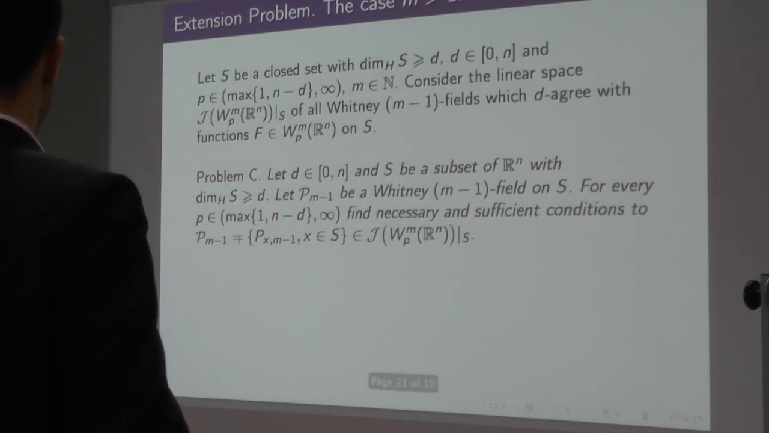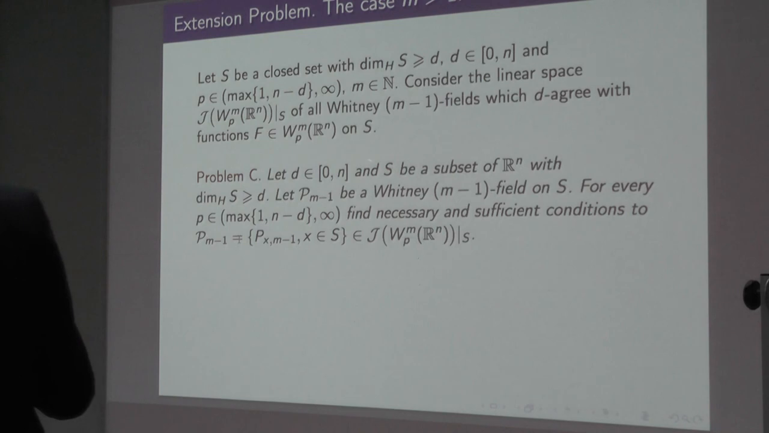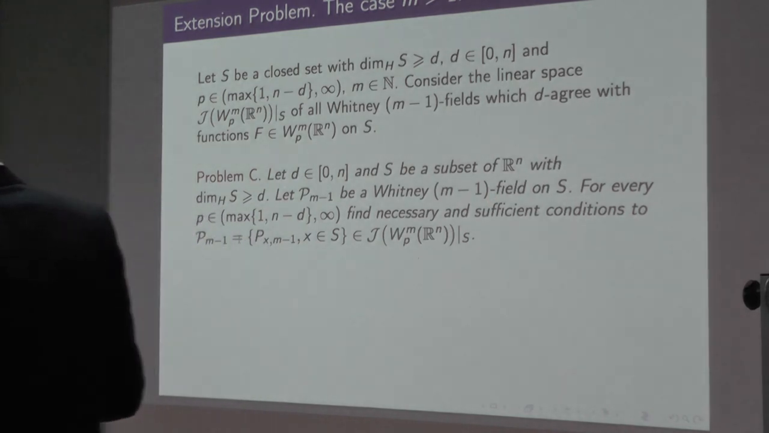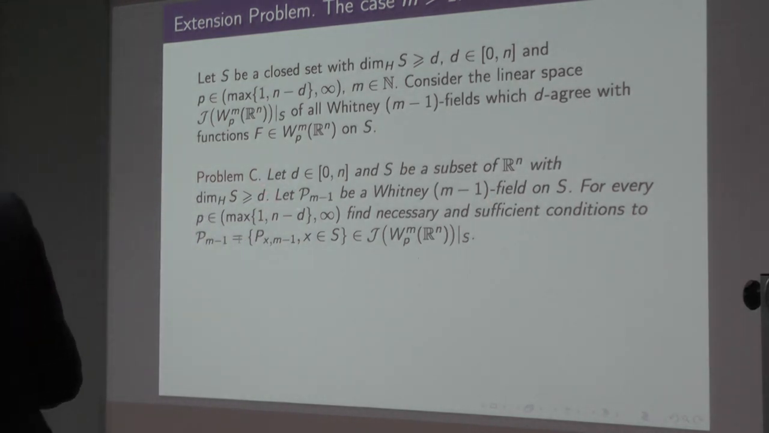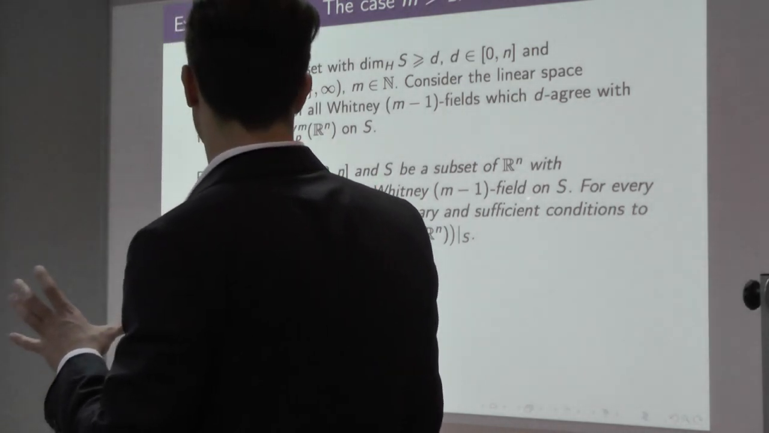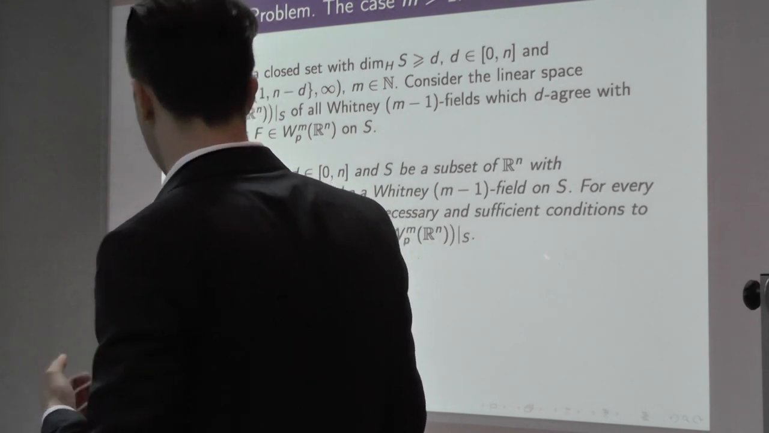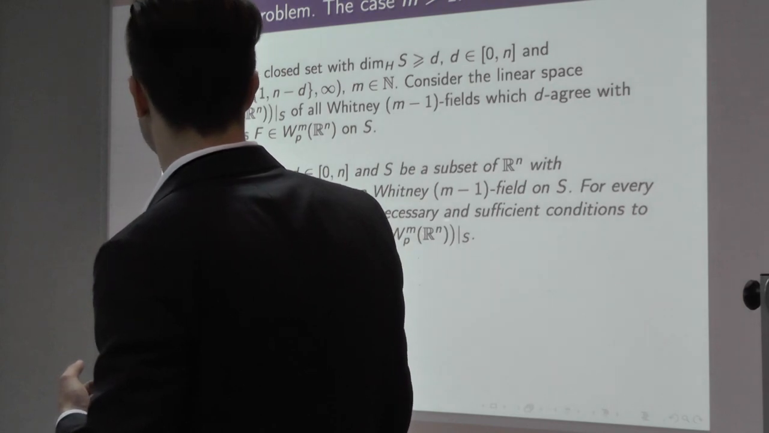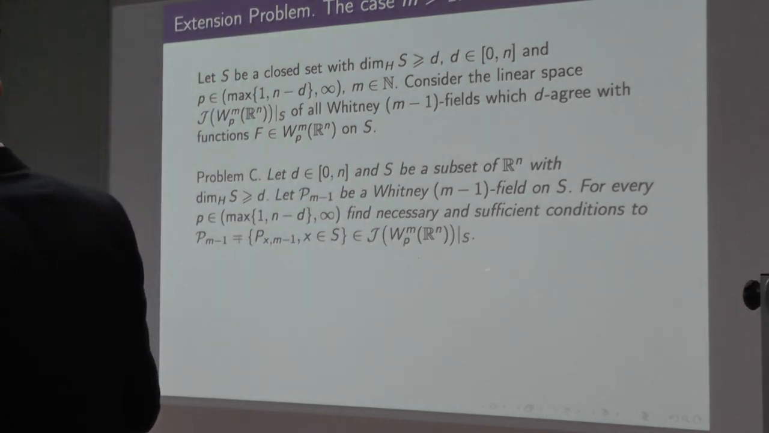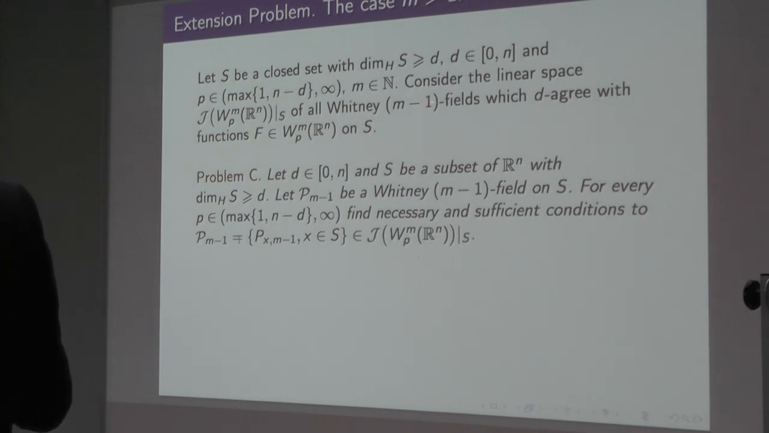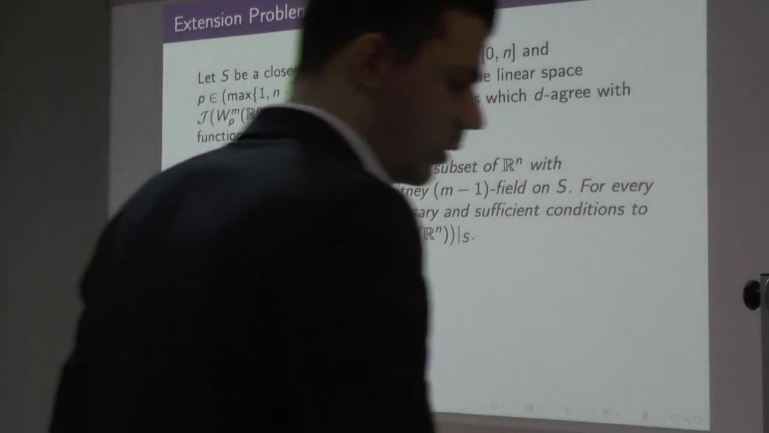So we can pose problem C. Let d be between 0 and n, and S be a subset of R^n with Hausdorff dimension greater or equal to d. And let P_{m-1} be a Whitney m minus 1 field on S. Find necessary and sufficient conditions for P to belong to the trace space. But here, the trace space is not the same as the trace space mentioned before, because here we consider the linear space of all Whitney m minus 1 fields which d-agree with a function f. What does it mean?